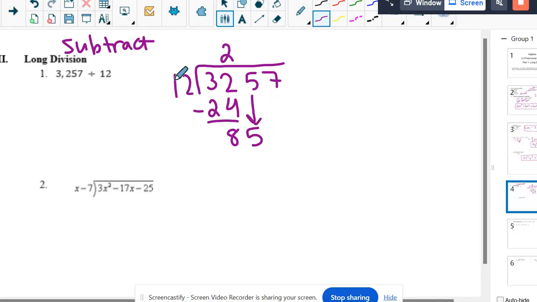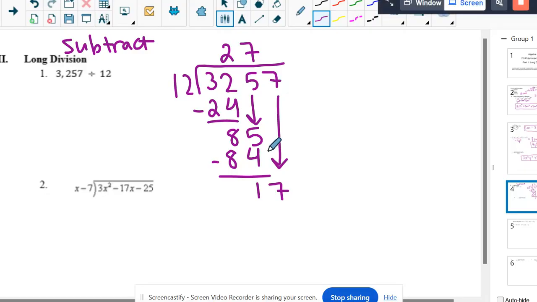How many times can 12 go into 85? Rudy? 7. Yes, 7. And then you put the 7 on top of the 5. Then you multiply 7 and 12 together, and that is 84. And then you subtract those, and you get 1. You bring down the 7.